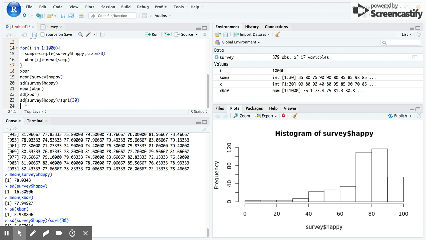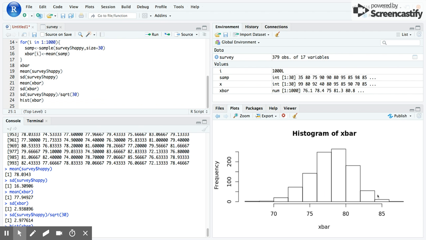Now, the last concept of the central limit theorem says that if we take 30 samples from the population 1,000 times, the histogram should be pretty normal, right? So the histogram of X bar should be close to normal. Now, it looks a little left skewed, but we're starting at about 60, maybe 65, and going up to 85. That's roughly a normal distribution.